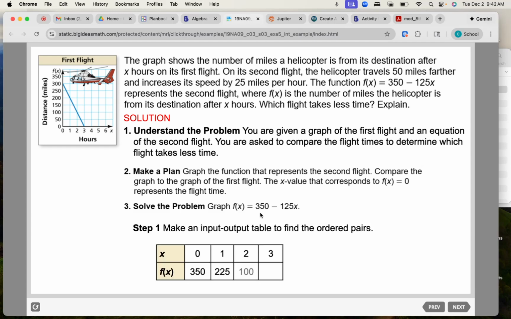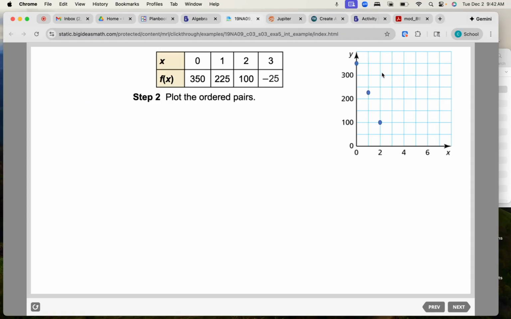Okay, they made an input-output table. Again, this is the y-intercept, which makes sense because x is 0. And my slope is, it goes down 125 every one value. So if I were to graph it, I would start up here at 350. And then I went down 125 over 1. Down 125 over 1. You see it crosses nicely right here at 102.